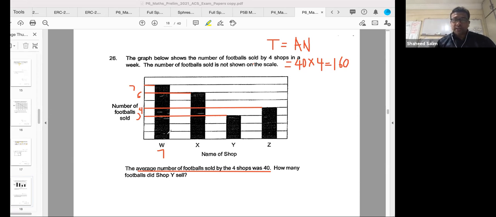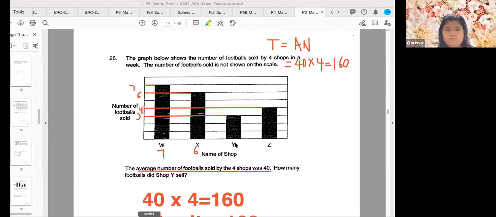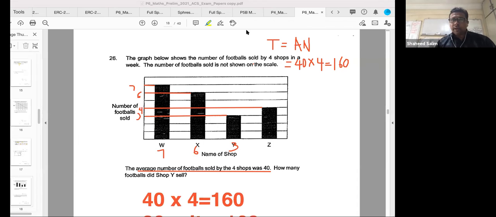Let's see. This one is 7 units. This one is 6 units. This one is 3 units, right? And this one on here is 4 units. Altogether, how many units? 7 plus 3, 10. 6 plus 4, 10. 20. 20 units is 160. Okay, now I'll show you. 2 units is 16. 1 unit is 8.